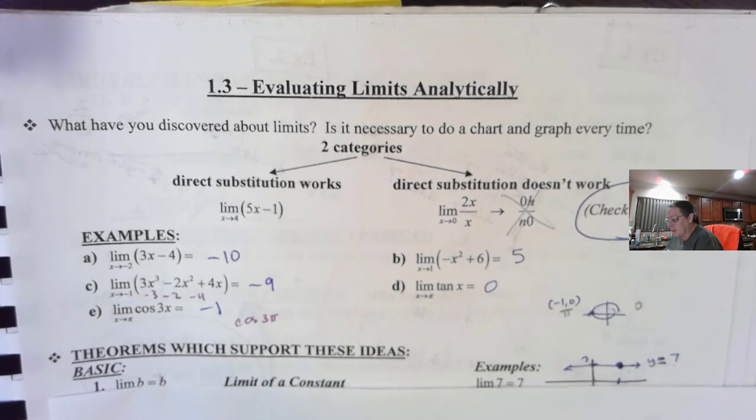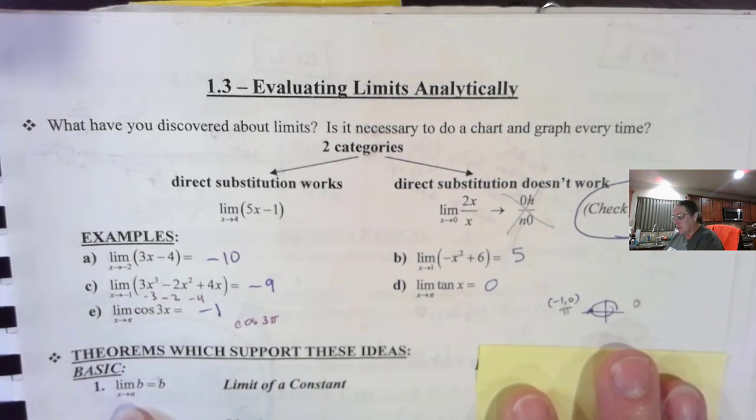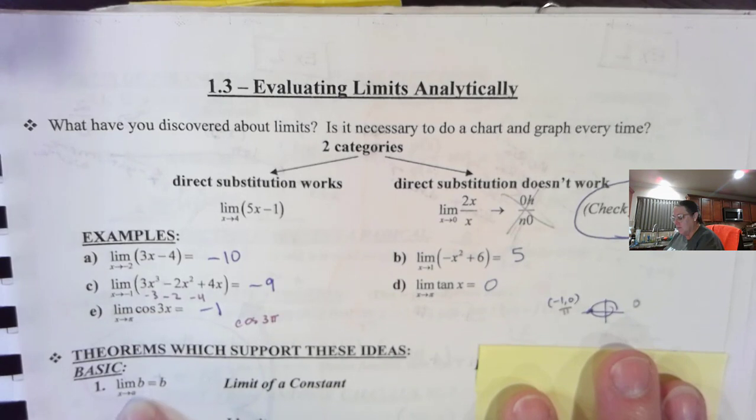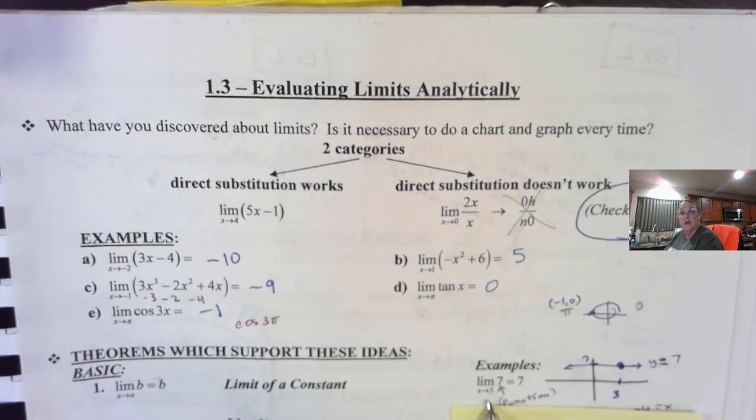Theorems which support these ideas, there's quite a few here. They're real simple. The limit as x goes to a of a constant function is the constant. Here's an example. The limit as x goes to 3 of 7 is 7. Think about the line y equals 7. It does not matter what x is, y is always 7.